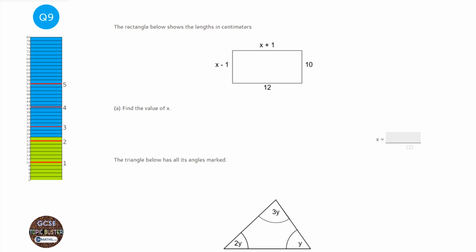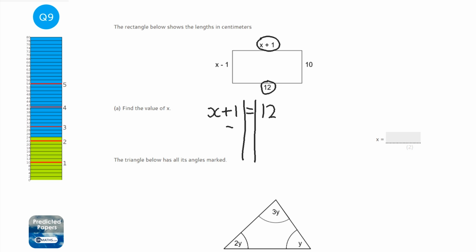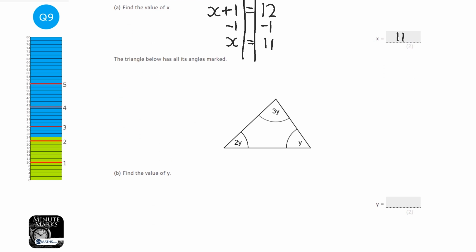Question A seems like a really complicated question, but it really isn't. If you think about what you know about a rectangle, you know that opposite sides of a rectangle are equal. So if you just write down x plus 1 is the same as 12 and then solve it. We're going to take away 1 both sides. Then x equals 11. Let's check that out. It says here x minus 1. Well, what is 11 take away 1? It's 10. And that is the same as that. So we know that x equals 11. And that's it.